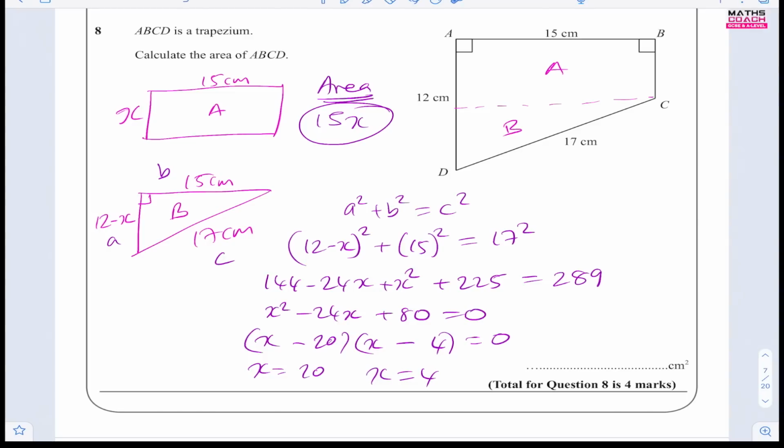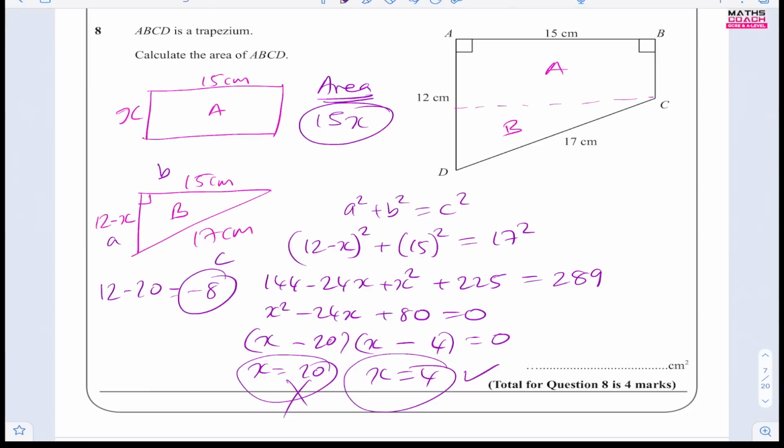In order to do this, if you have a look at the side that says 12 minus x, we can't do 12 minus this value of x because this value of x is 20, and 12 minus 20 would be a negative answer, minus 8. So therefore this is not our valid answer. We would just want to use x is equal to 4.